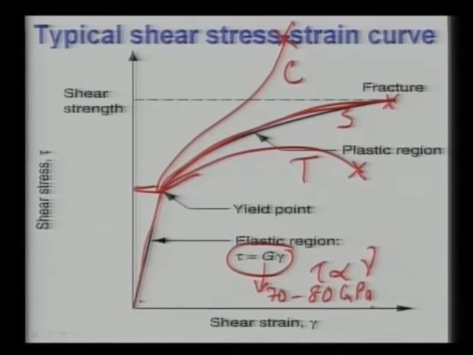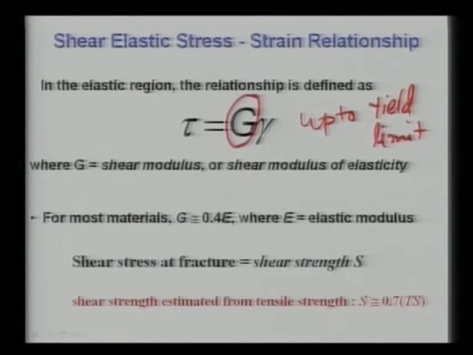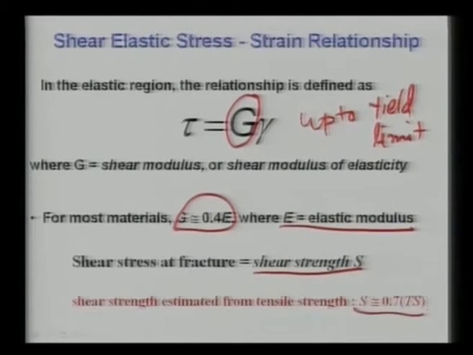In shear stress it again goes non-linear, but in the tension case it goes through necking, and this necking does not occur in shear and compression. That is why tension gives a completely different type of behavior compared to compression. As I said, tau equals G gamma up to the yield limit, and G is the shear modulus. For most metals G is equal to 0.4 E, where E is the elastic modulus. Shear stress at fracture is called shear strength, and shear strength is roughly 0.7 TS.